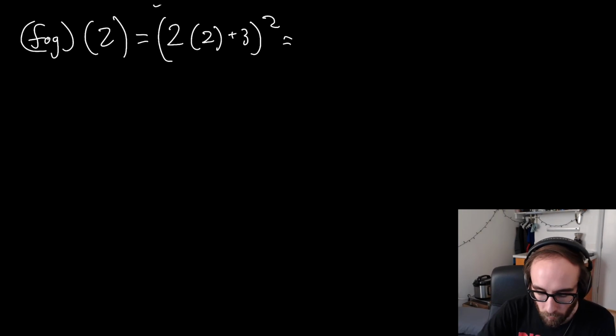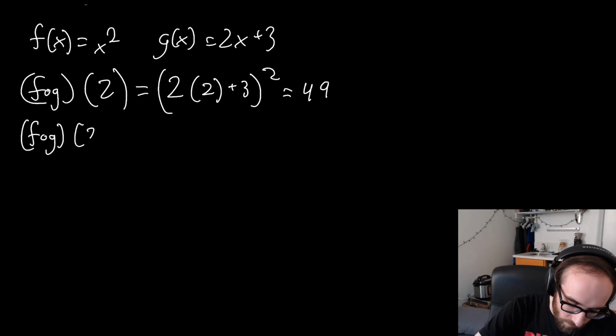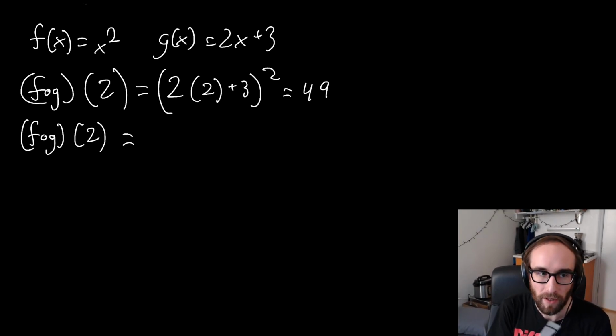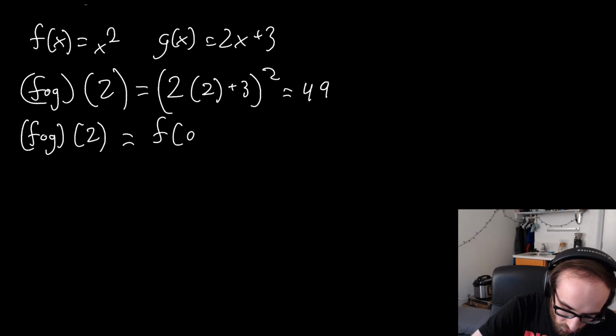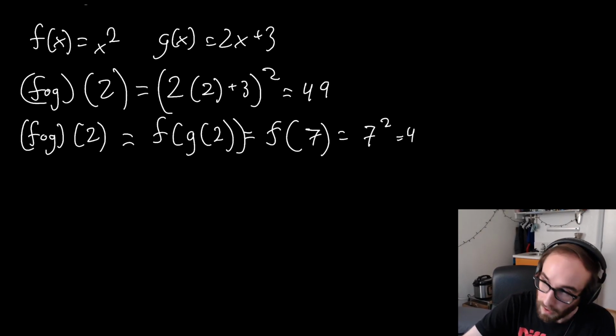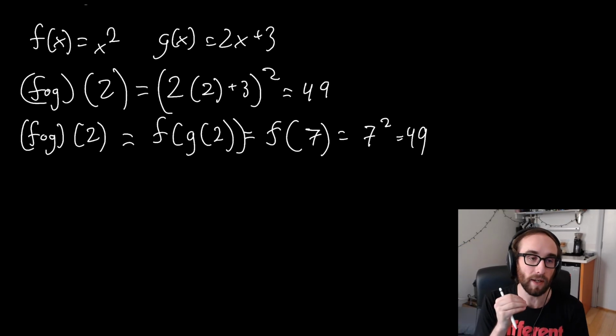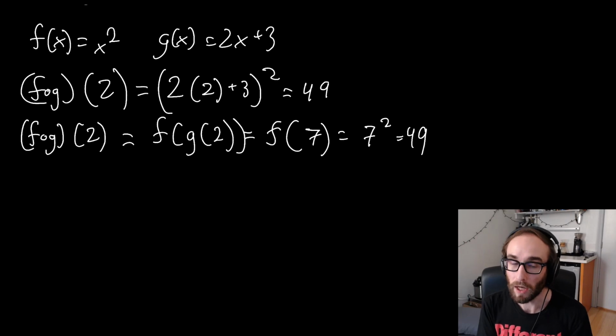So notice we have 4 plus 3 squared, or 49. You could also break this up like we did before, where we have f of g of 2. And then g of 2 is going to be 2 times 2 plus 3, so 7, f of 7, which is just 7 squared, or 49. So we could also be asked to find the composite function and find specific outputs for a given input of a composite function as well.